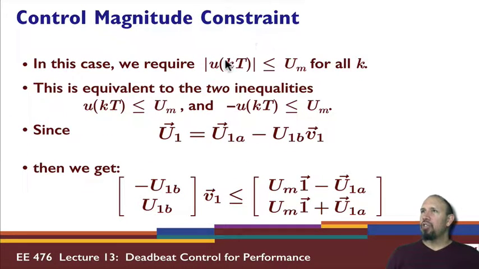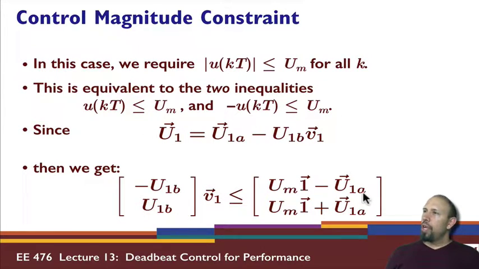What about the control magnitude constraint? If we want the elements of the transient control sequence to be less than some value, this is equivalent to these two inequalities. That is, u of kT must be less than or equal to um, and minus u of kT is less than or equal to um. Since the transient control sequence is written in vectorized form this way, this inequality gives this first row, and this inequality gives that second row.